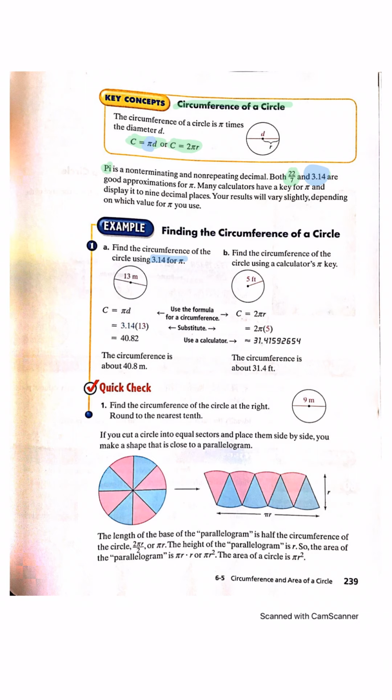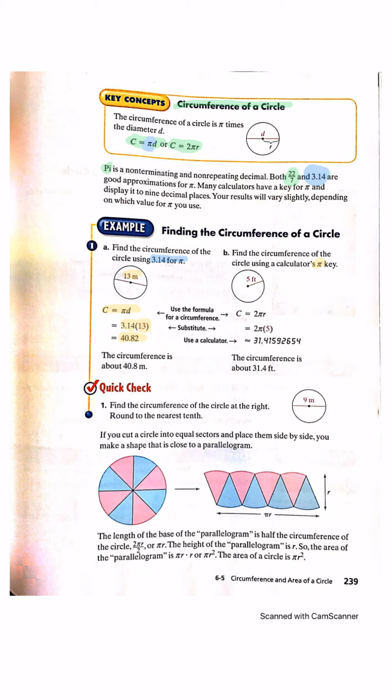So our diameter is 13 meters. Our formula: the circumference is pi times the diameter. So pi, 3.14, times the diameter, 13, equals 40.82. Find the circumference of the circle using a calculator's pi key.